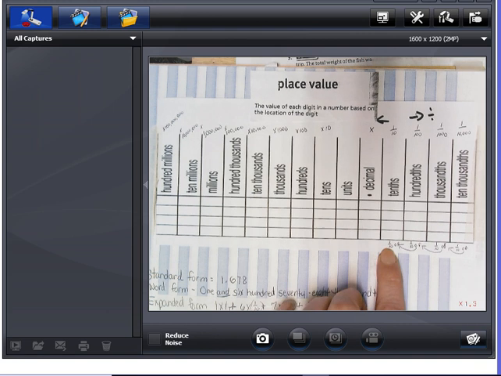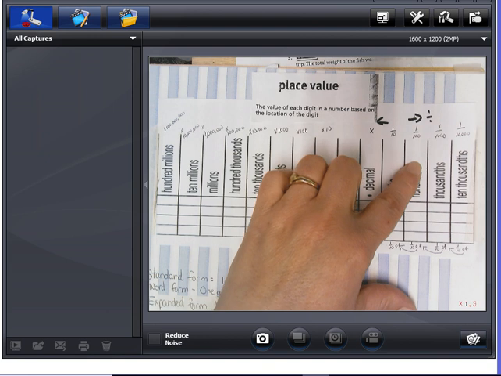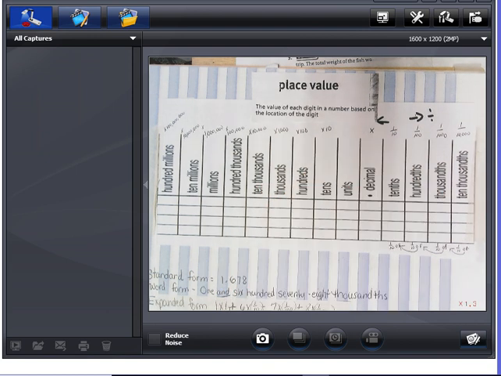Here, it's 1/10 of. This is 1/10th of 1/100th. 1/100th is 1/10 of 1/1,000.